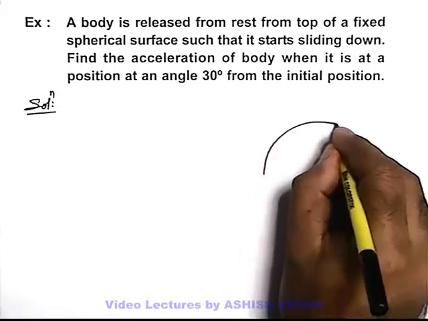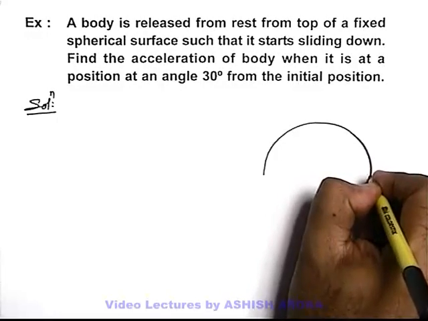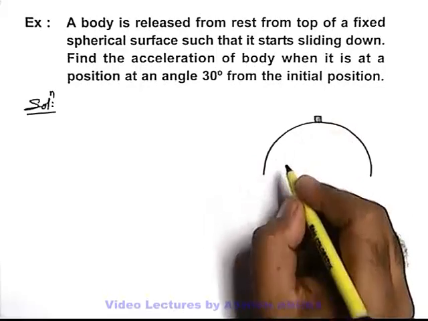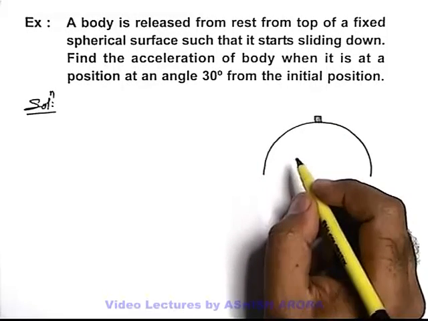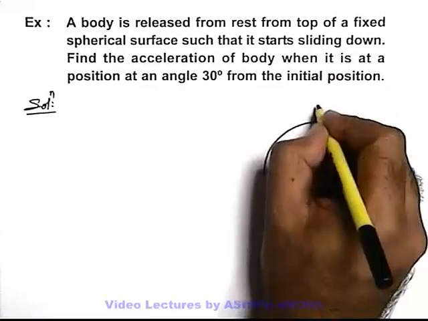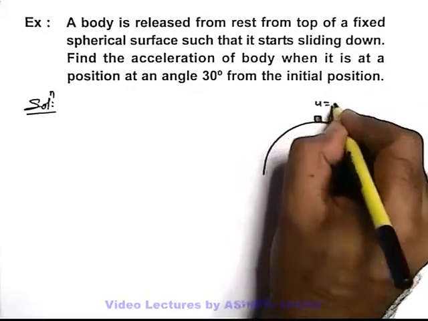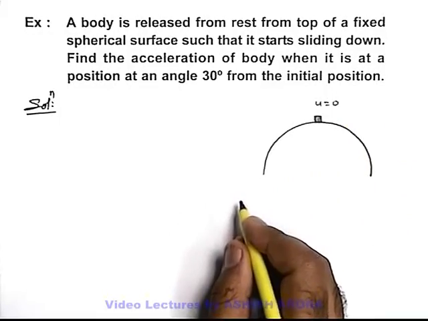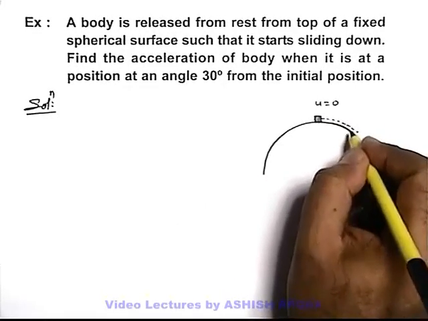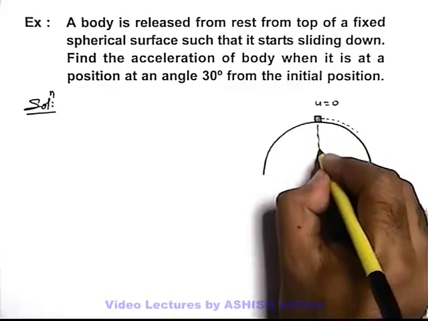We are given that there is a spherical surface. From the top of the spherical surface, a body starts sliding down. It starts sliding down, that means we can consider its initial speed is 0. As it comes down, because of work done by gravity, its speed will increase.